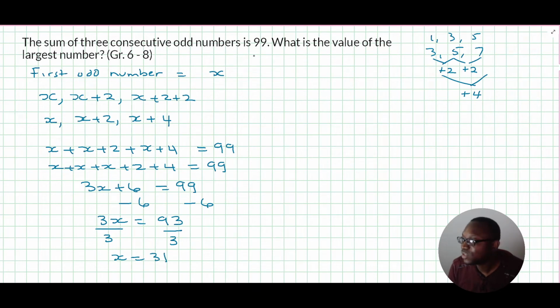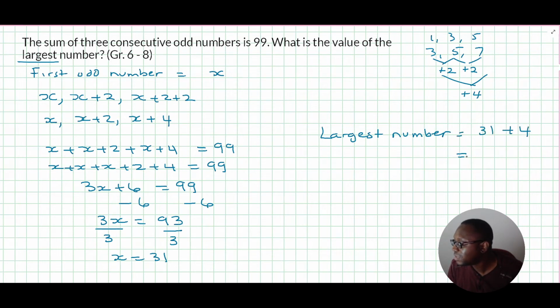But pay attention to the question. It says the largest number. Okay? So we know here that our largest number is x plus 4. So the largest number is equal to 31 plus 4, which is equal to 35. Pay attention to the question. But good try though, good try.